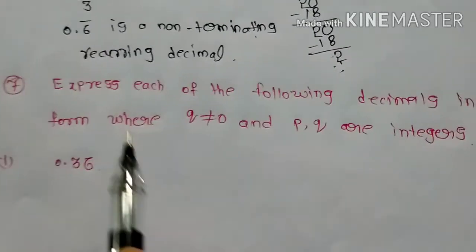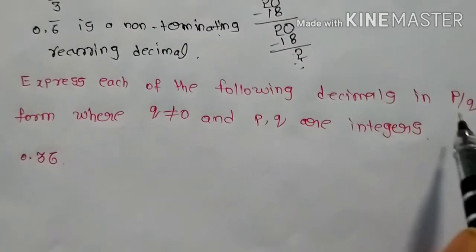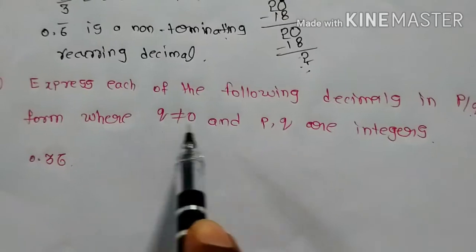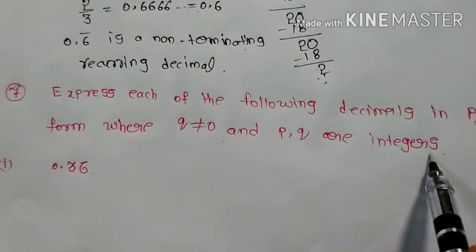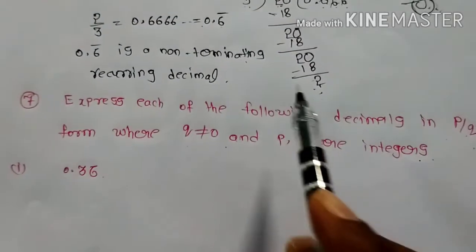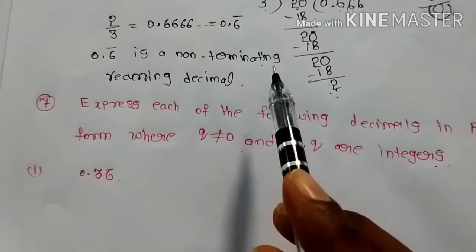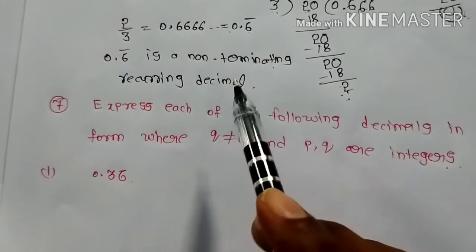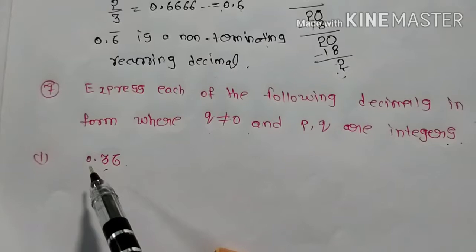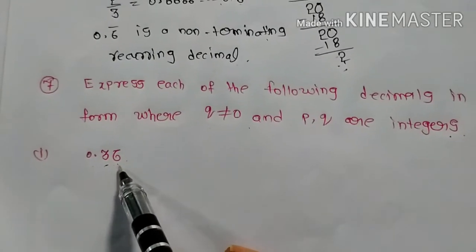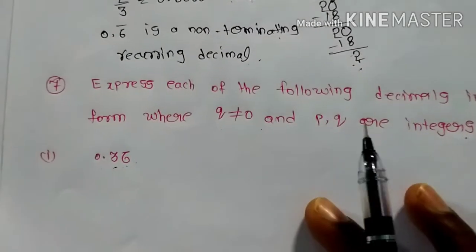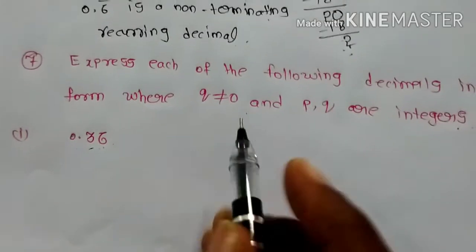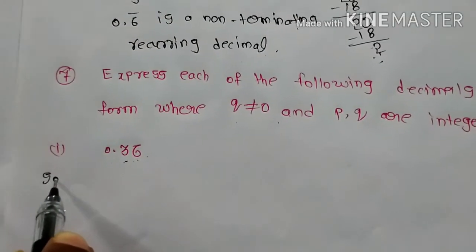Now you can see the next problem. Express each of the following decimals in p by q form, where q is not equal to 0, and p and q are integers. See, in the previous problem they had given rational numbers and we converted them into decimals, but here they have given decimals, and we have to convert them into rational numbers. How can you convert? Just see the solution of this problem.